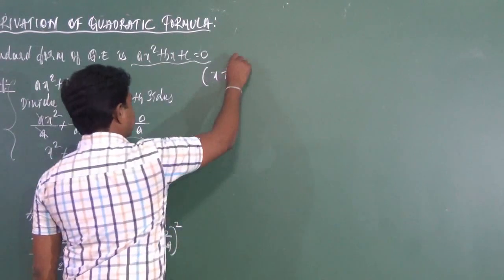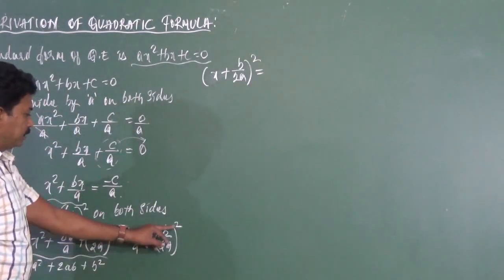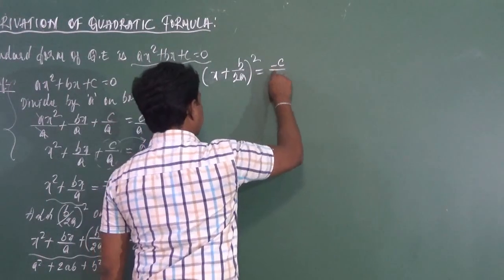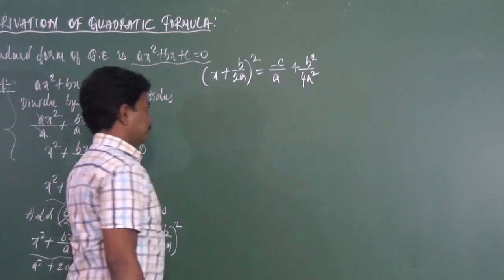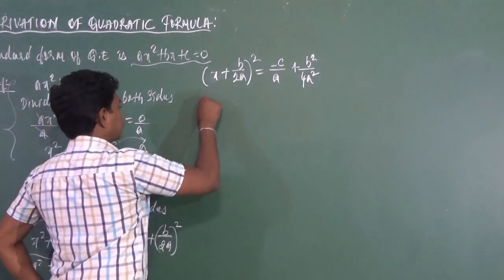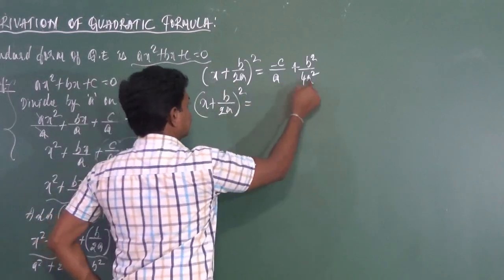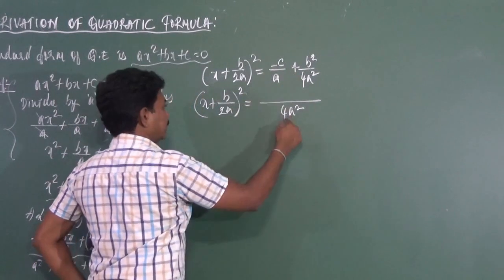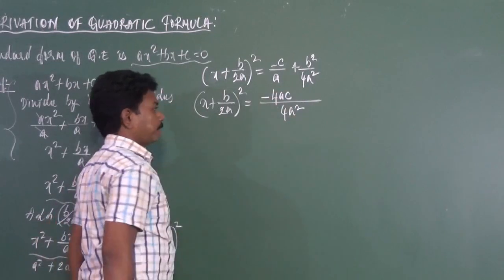Okay. So x plus b by 2a whole square is equal to, now we will apply this square for both the numerator and the denominator. So that is minus c by a plus b square by 4a square. Now x plus b by 2a whole square is equal to, let us take LCM for the denominators. So it becomes 4a square minus c by a into 4a square is minus 4ac.